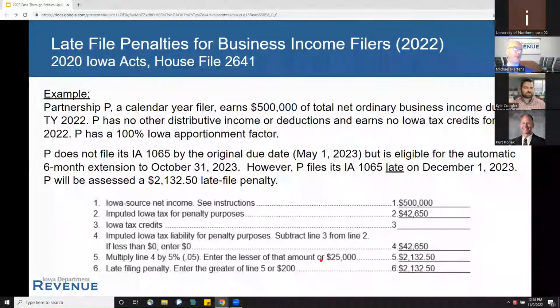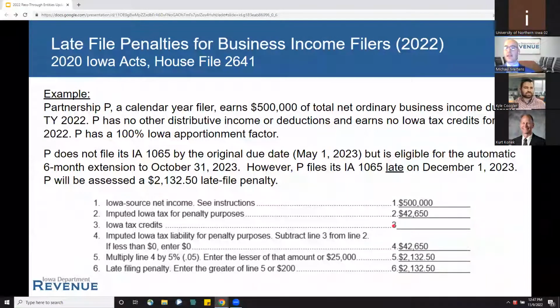In this example, Partnership P is a calendar year filer. It has $500,000 of net ordinary business income during tax year 2022. It has no other distributive income or deductions, and it earns no Iowa tax credits. And of course, this partnership is only doing business in Iowa. It has a 100% Iowa apportionment factor. So this partnership files its return late. It does qualify for the automatic extension, but it doesn't file within that period. In this example, let's say it files late on December 1st, 2023.